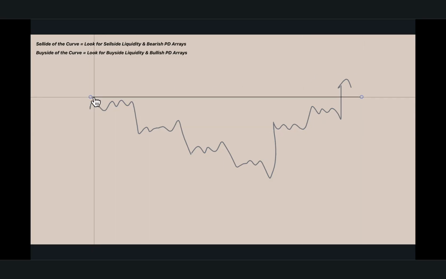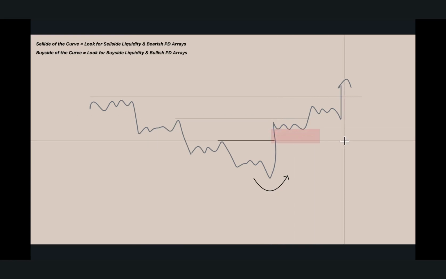So that orange consolidation, that's buy side liquidity, right? This first stage of distribution, that's buy side liquidity. This second stage of distribution is buy side liquidity. And so whenever you're on the buy side of the curve, you want to be referring to buy side liquidity, right? And then you're going to be using bullish PD arrays.